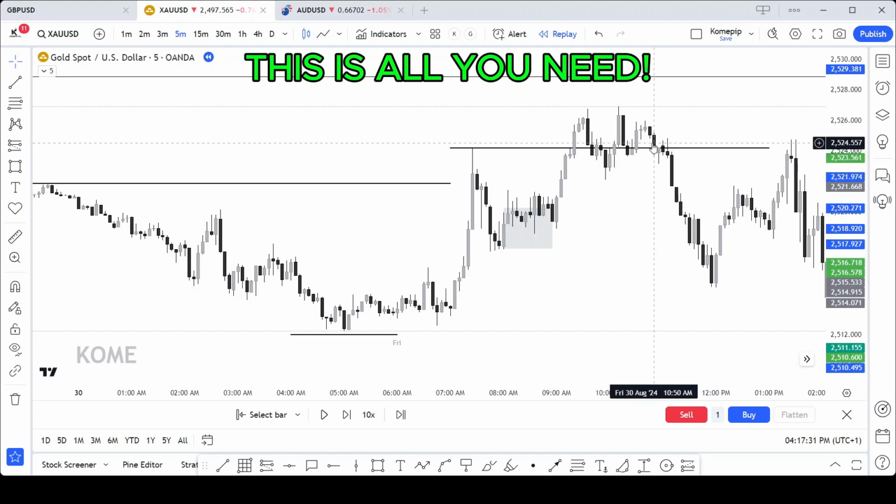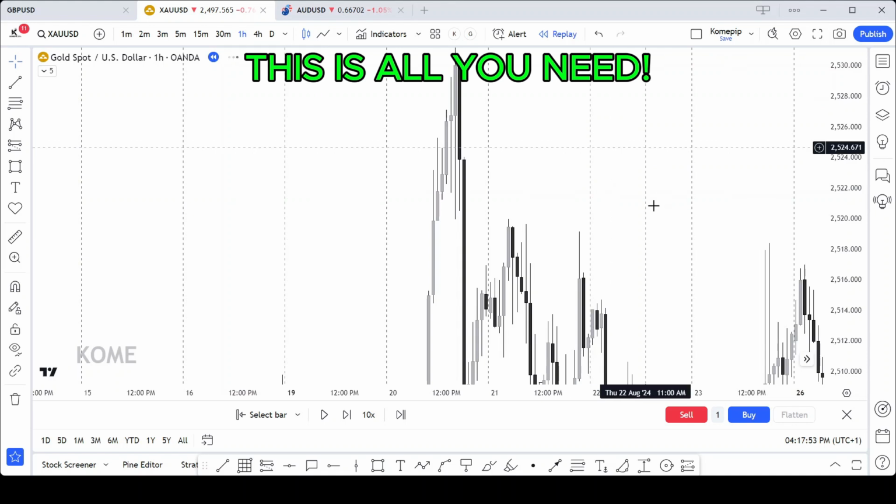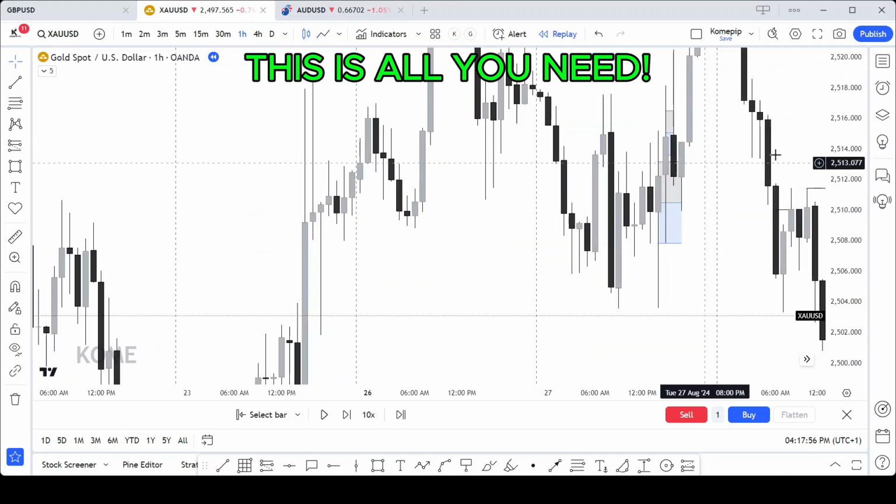So this was the 10 o'clock candle. This was where it ended. The 10 o'clock candle ended here, from this point to this point. All right. So this was the 10 o'clock candle. So let's go to the 1 hour so that I can show you again. So on the 1 hour, we have it like this.